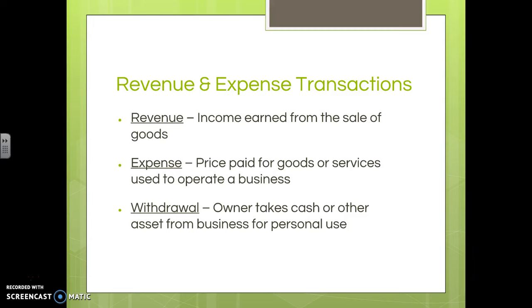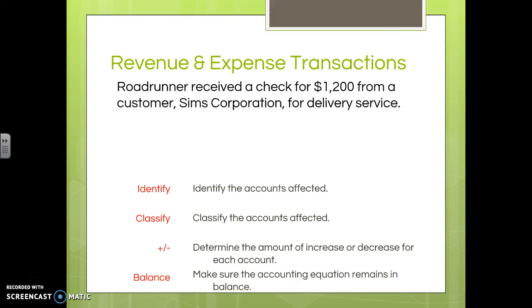So how are we going to log transactions that are going to affect revenues, expenses, and withdrawals? We are going to do the same step-by-step process. Now we have a revenue and expense transaction. Here is the clue. Again, 4-step process. Identify the account affected, classify the account affected, determine increase or decrease for each account, and then make sure that you balance the accounting equation.